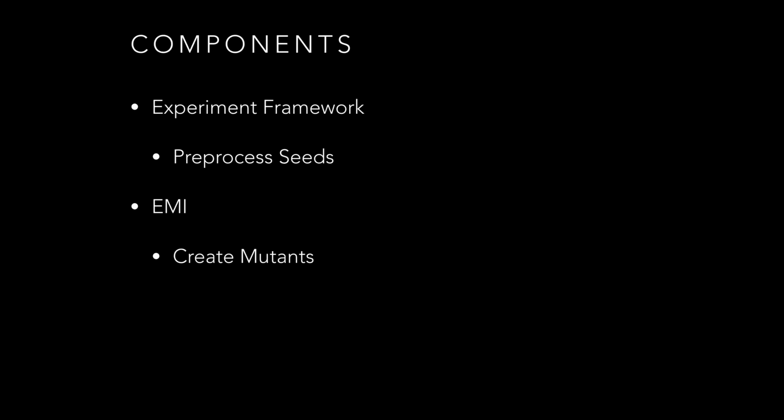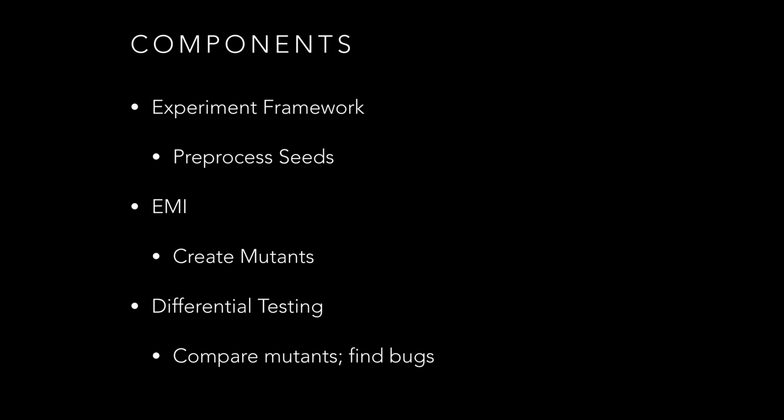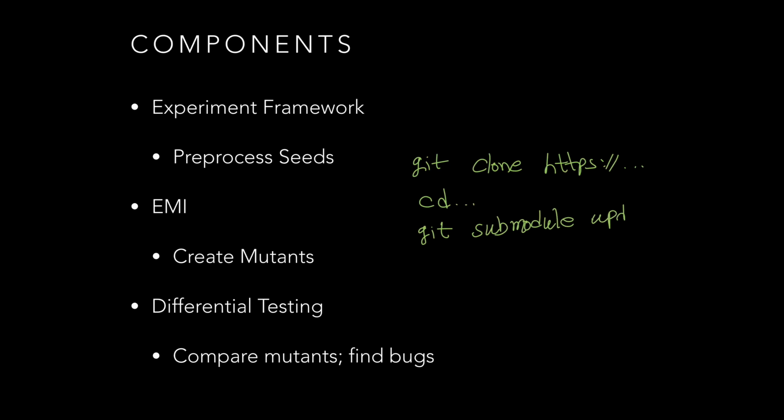SLEMI has 3 independent components. First, a framework to run experiments on Simulink models, such as pre-processing the seed models to improve overall runtime. Next, we create EMI-based mutants from these seeds. Lastly, high-performance differential testing to compare the mutants with their seeds. Any difference we find is a likely indicator of a compiler bug. All of our tools are open source and require MATLAB version 2018A or newer.